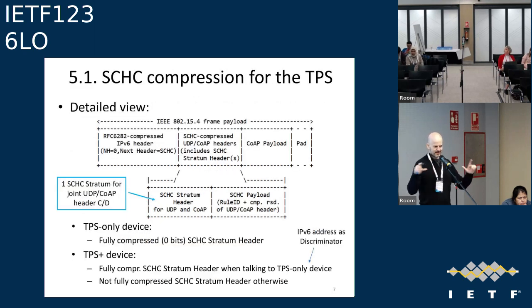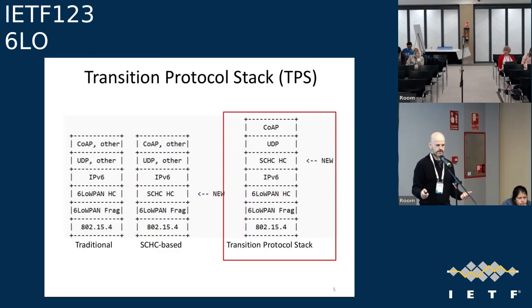So we have provided a detailed view here on these SHC compressed UDP CoAP headers, which is composed of two main parts, actually two headers that were also mentioned quite a lot in the SHC side meeting the other day. So the leftmost one is the SHC stratum header for UDP and CoAP. So the idea is, in the current proposal that we have in the draft, there would be one SHC stratum for joint UDP CoAP header compression and decompression. So in terms of the protocol stack that we were showing here, the SHC stratum might correspond to the sort of layer where we can see SHC header compression on top of IPv6.